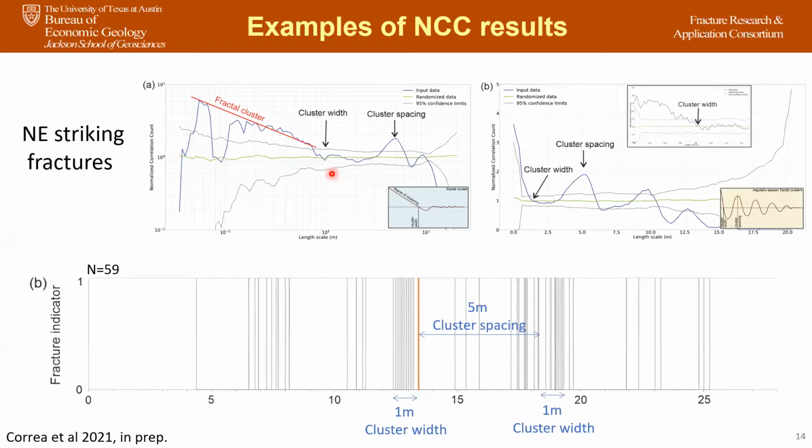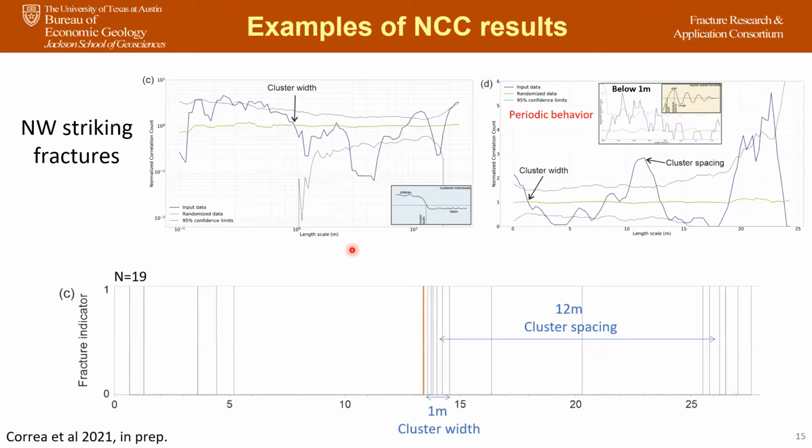The analysis with NCC for the northeast ones gives us also a very strong clustering, fractal clustering adjusted by a power law with a cluster width of about 1 meter, also very similar to the pattern seen in the chart. And if you look at the plot in linear scale, you are able to see this wavy pattern that goes all along. And the first peak here will give you the cluster spacing at about 5 meters. So if you go back and look at the stick plot, you see that this cluster has about 1 meter and that they are spaced about 5 meters apart. So that's a perfect quantification of what's actually happening in your stick plot.